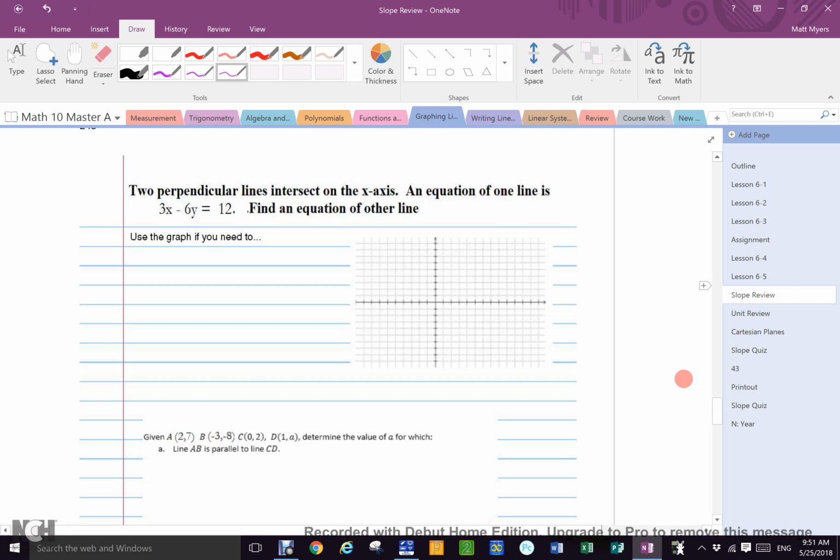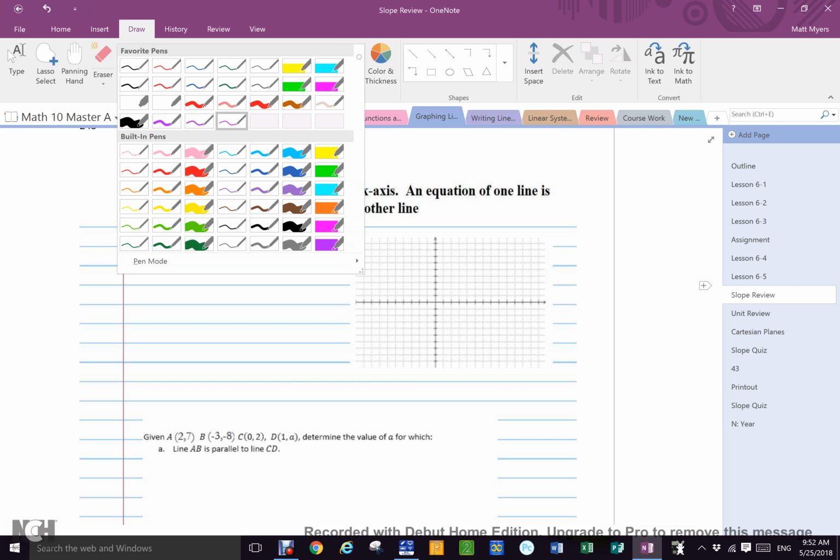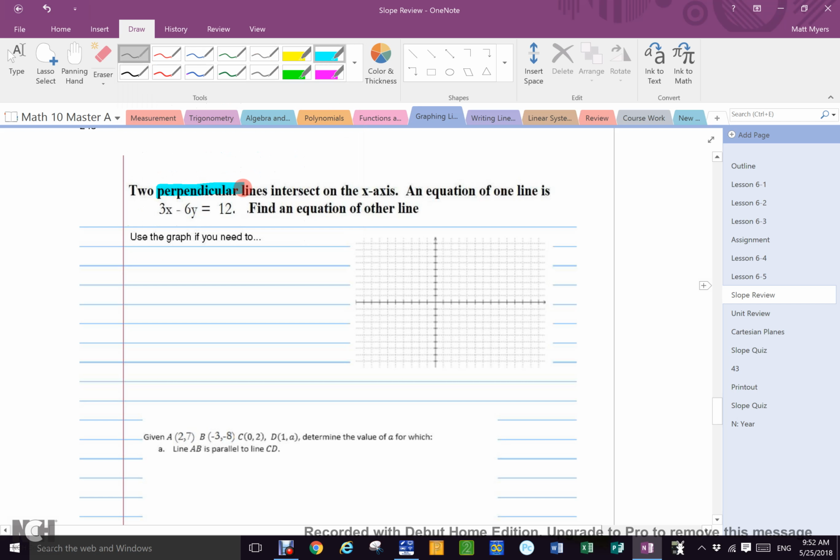This question is difficult. Notice how I've said use the graph if you need to. But you shouldn't need to. What do you know when I say the lines are perpendicular? What do you know about their slopes? They're exactly opposite. Opposite and reciprocal. What else do you know about the lines?